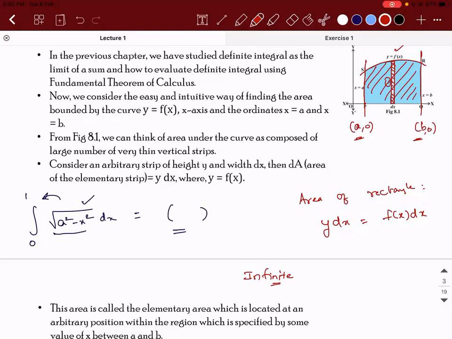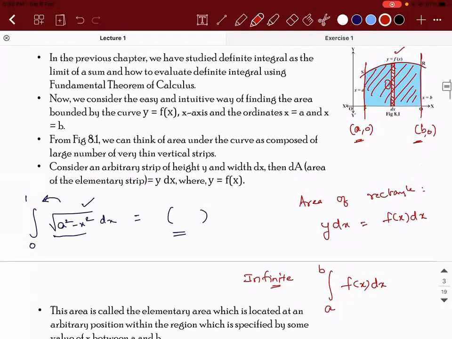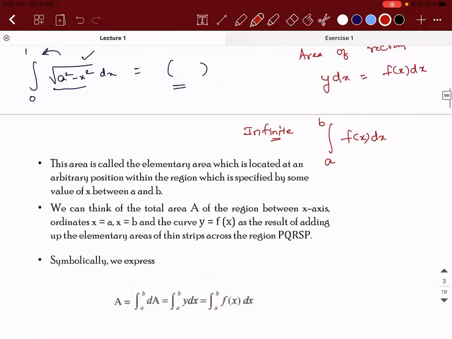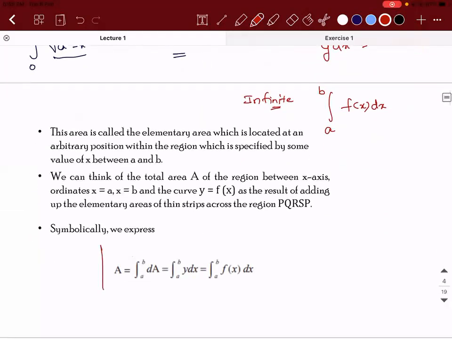For that, what I will do is go with the integral of f of x dx between the limits a and b. So I need to start with the point a and end with the point b. If I do this, then I will get the area of this blue colored portion. Okay.